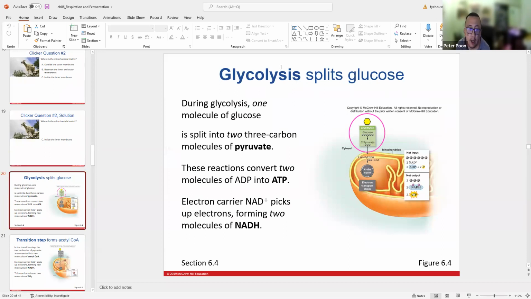So glycolysis splits glucose in half. That's what glycolysis literally means. It's split into three-carbon molecules of pyruvate. If you read other biology books, you also hear it called pyruvic acid. They mean the same thing. So in glycolysis, I gain two molecules of ATP and I make two molecules of NADH. Remember, reduction is gain of energy. So this molecule is going to be more energetic, and we'll use this later on.